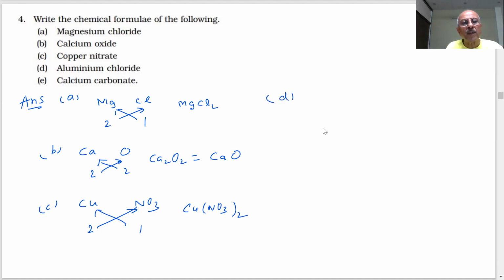Next question. Aluminium chloride. What is the valency of aluminium, students?